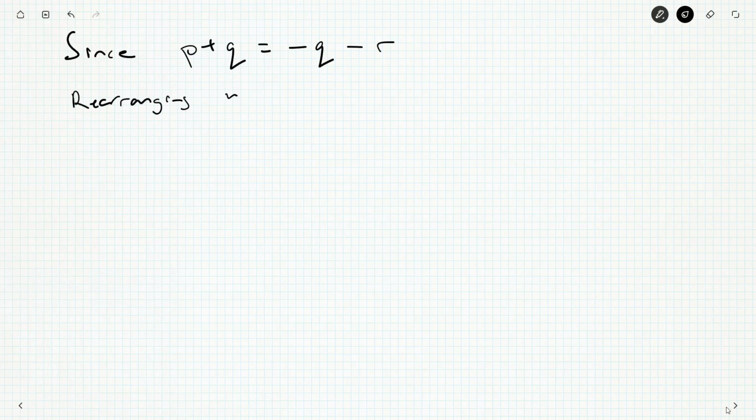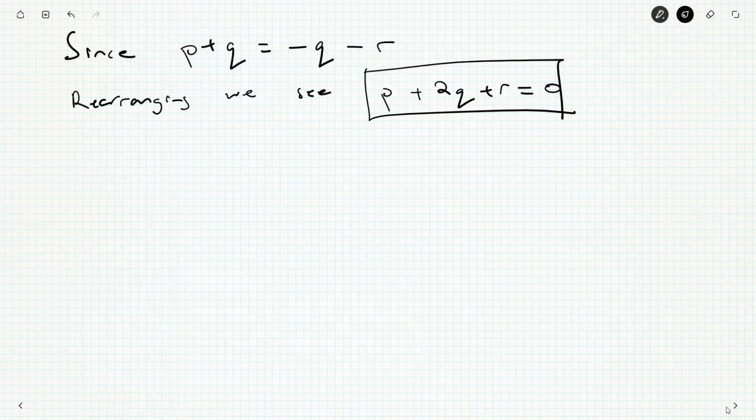That rearranges to, since P plus Q is -(Q plus R), so -Q minus R, rearranging, P plus 2Q plus R equals 0. Which is what we wanted.